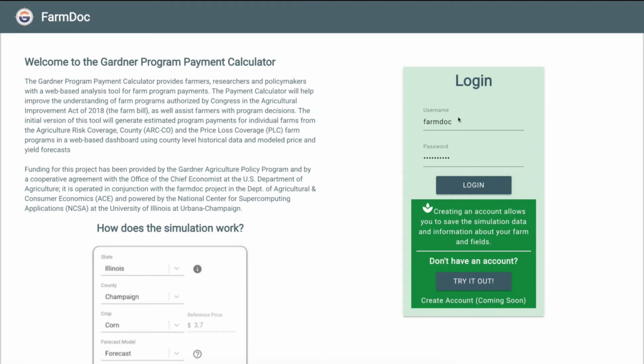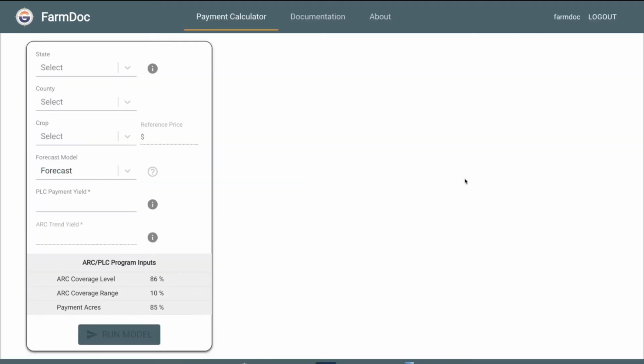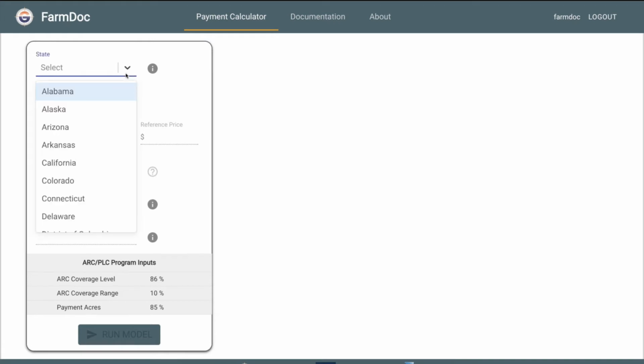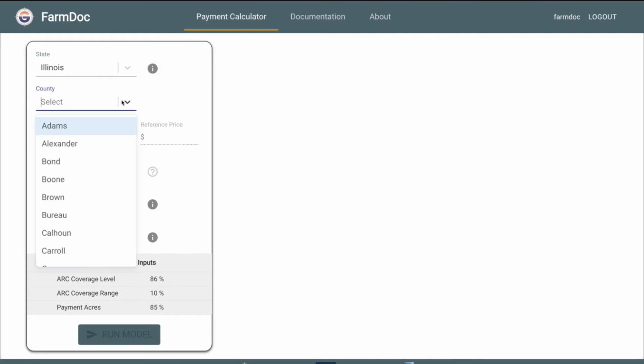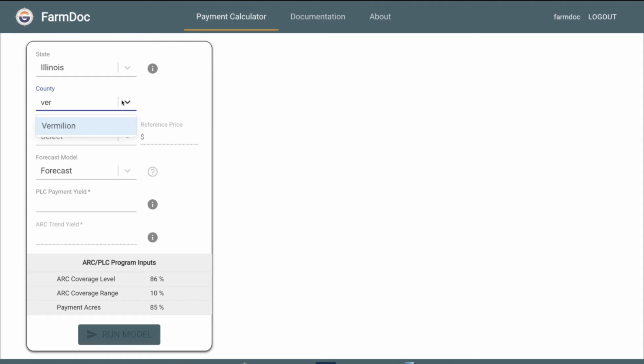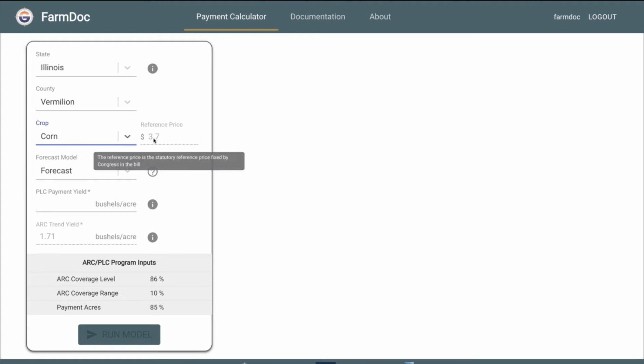You'll get an account with your username and password that'll all be secure and protected, and then you'll log into the tool. And this is pretty straightforward. We're really happy with the development work by the team at NCSA. So we go select our state, and there's a little pop-up information. Well, we have a question about Vermilion, so let's put in Vermilion. Select your state and your county, pick your crop, and again, you'll see that PLC reference price right here.